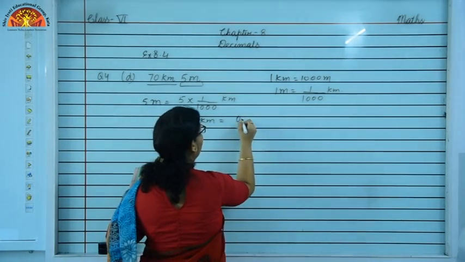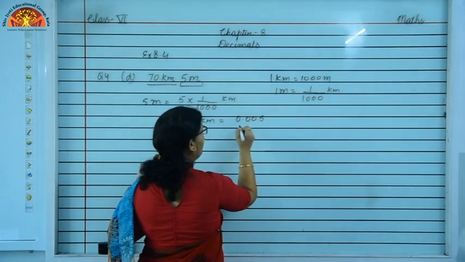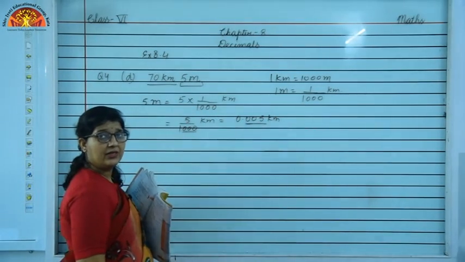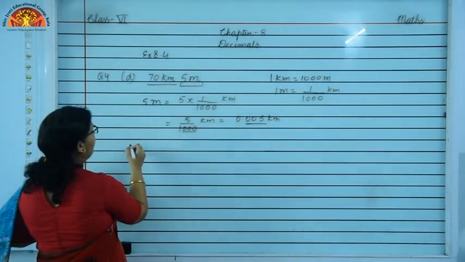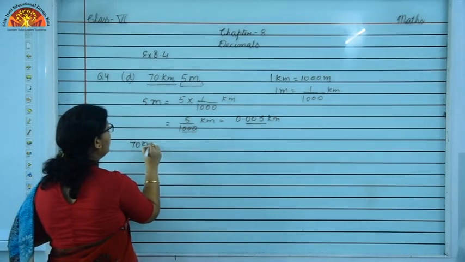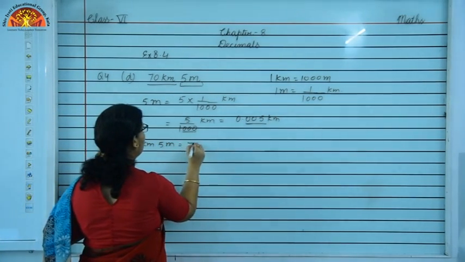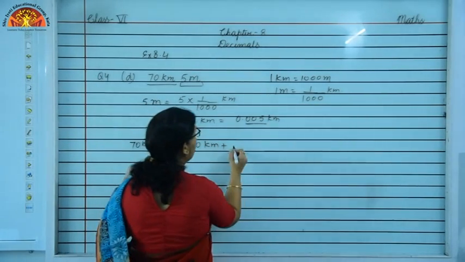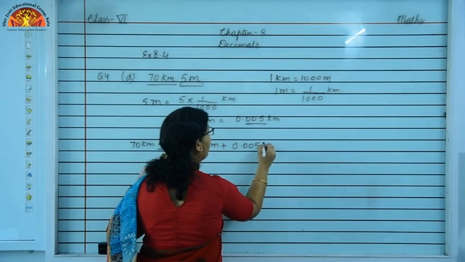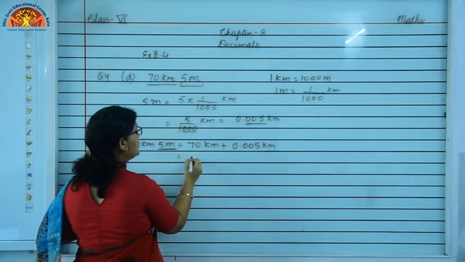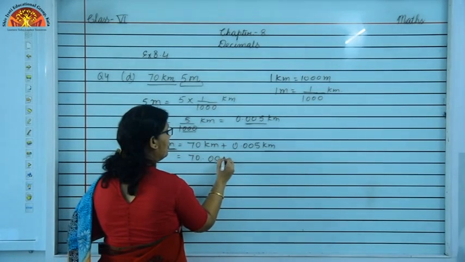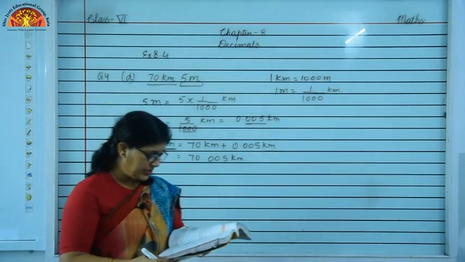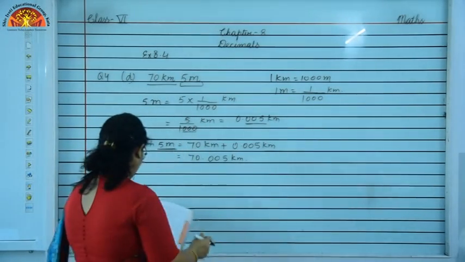So we write 0.005. You know how we convert decimal numbers? Now students, 70 kilometer 5 meter is equals to 70 kilometer plus 5 meter is equals to 0.005 kilometer. So we write 70.005 kilometer. Understood? Now students, next question is question number 5.